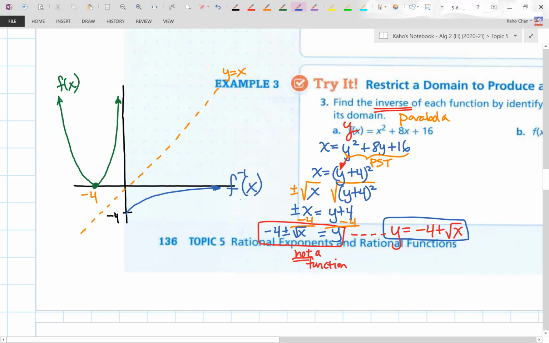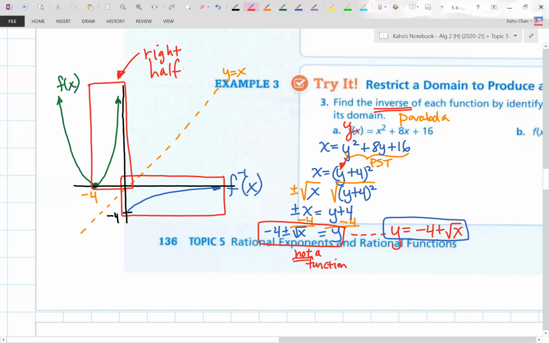Now, how the heck do I describe the original? I need to put something called a restriction on the domain. This top half, I meant to say, with the inverse, is a mirror image of this guy right here. This is the right half of the original function. So this is what they want, ladies and gentlemen. I need to describe the function f of x with a restriction.